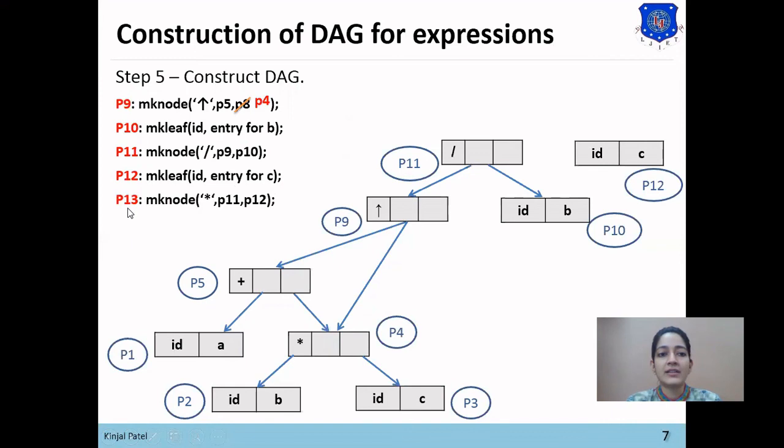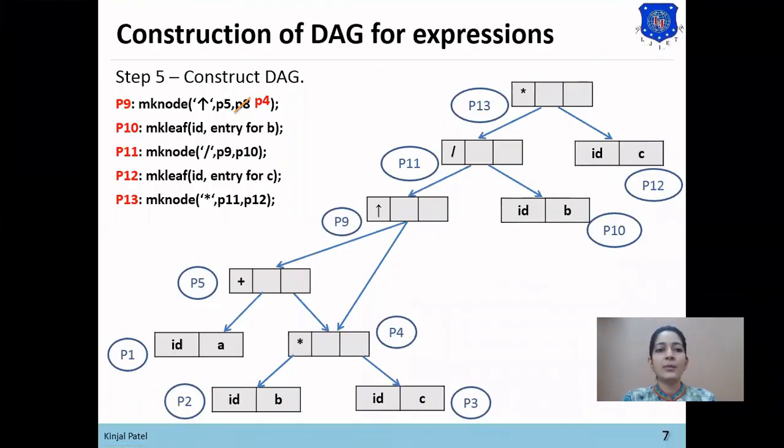Now the last node is P13. So now the subtree for star will be made. The left child of this star is P11 and the right child of this star is P12. And that node will become P13. So this is how we can construct the DAG for the given expression. First we need to convert the expression into postfix notation. Then the next step is to create nodes from this postfix notation. And the last step is to construct the DAG from those nodes. Thank you.